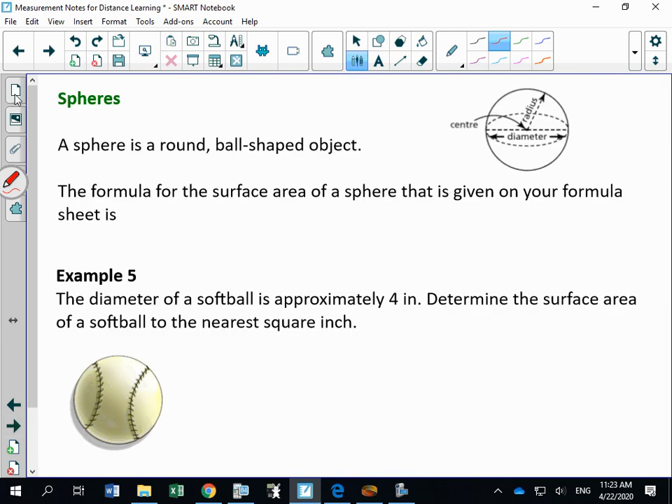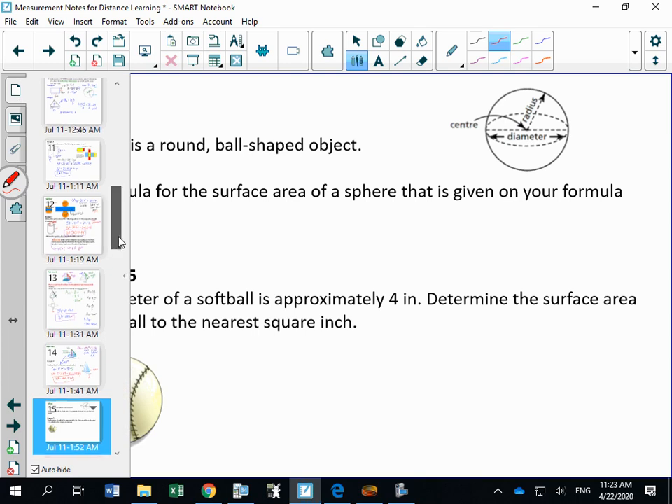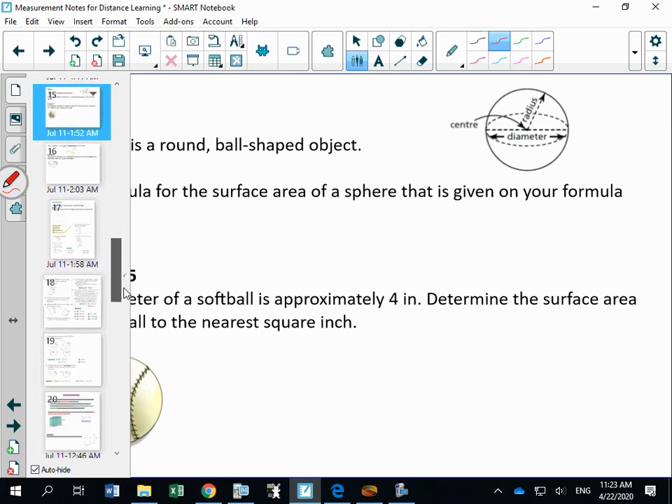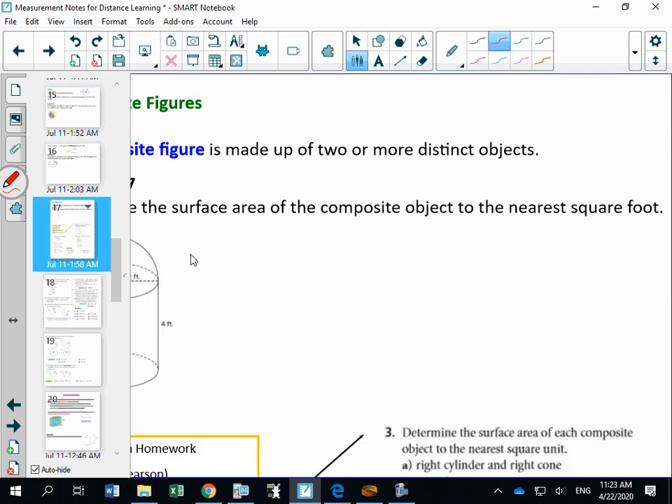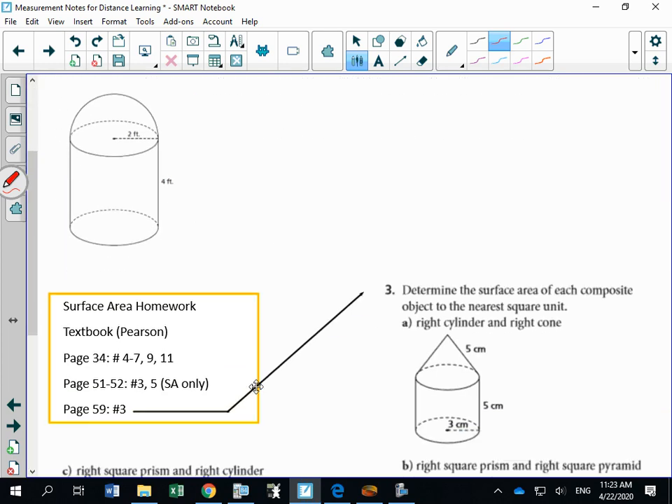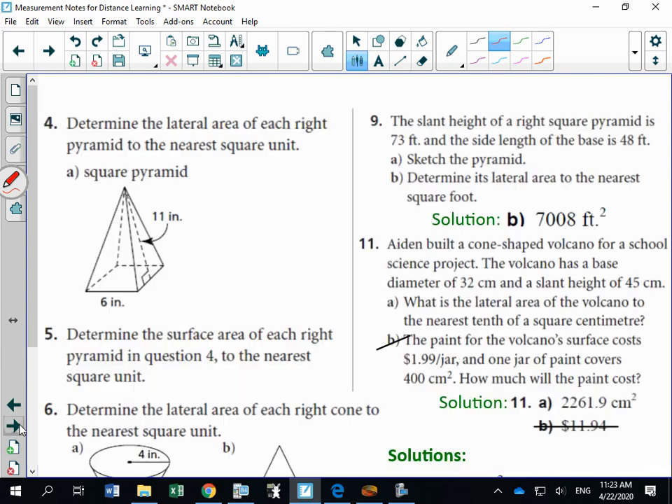I will do spheres in the second part. I want you to flip now quickly to your homework, and I'm just going to discuss what questions I want you to do. So the homework questions, these are your questions here. But if you flip to this page here, I'll circle what I want you to do.